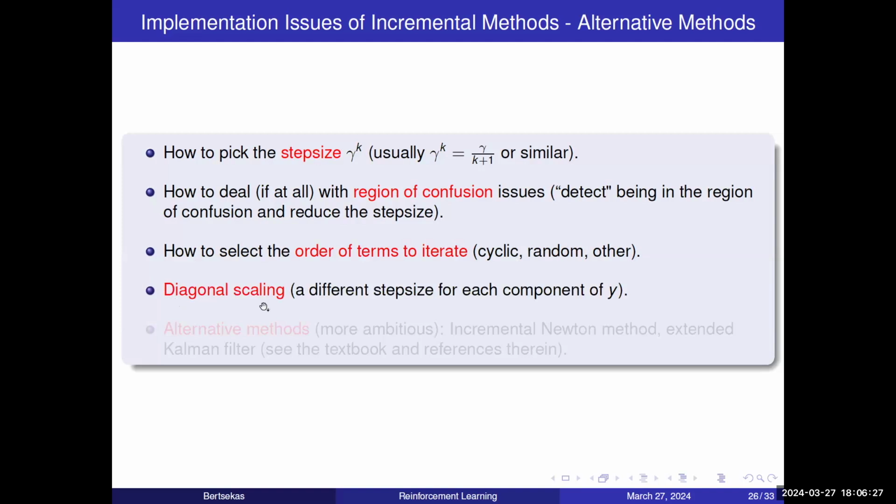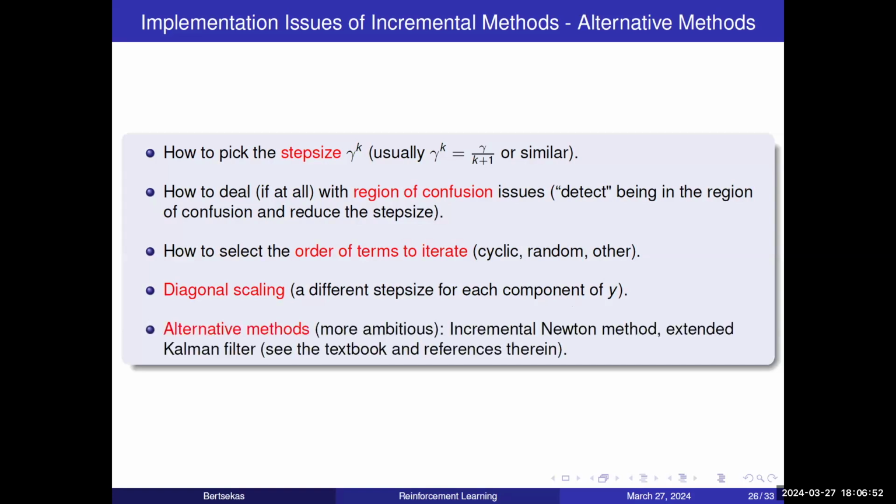And there are other methods such as diagonal scaling. Essentially, this means a different step size for each component of y. Recall that y is, in the context of training a neural network, for example, each component of y is one particular weight. So it's very high dimension, and you may use different step sizes for different components. Alternative methods include incremental Newton method and extended Kalman filter, and those are discussed both in the course textbook as well as references. Okay, any questions here?